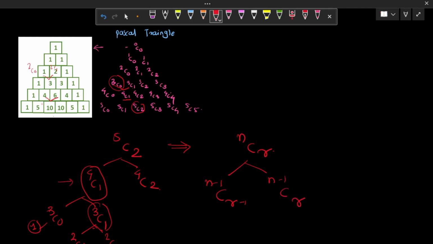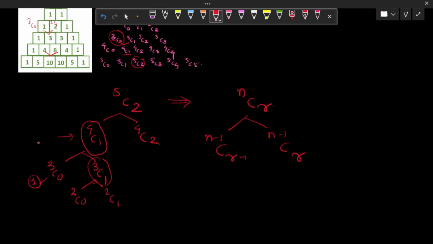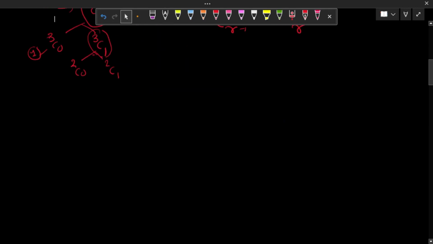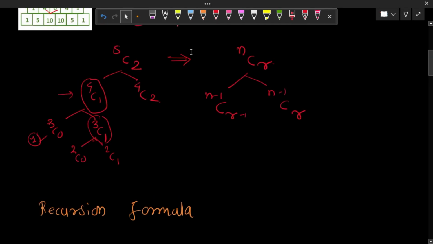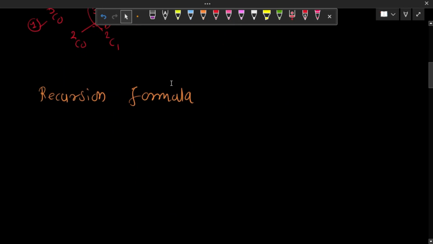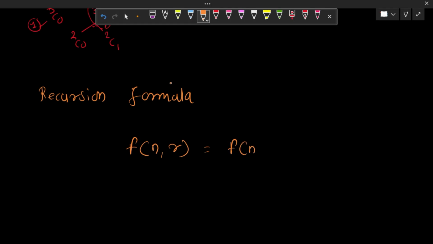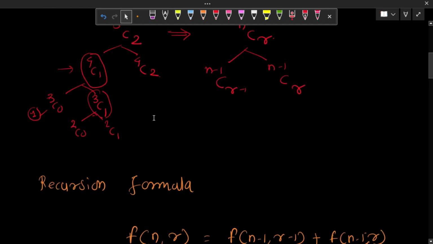I can look at this formula from here. So if I try to build a recursive formula, let's see, the first approach is the recursive approach. By looking at this observation, I found some recursion approach. So if I say that f of n and r is the addition of f of n minus 1 and r minus 1 plus f of n minus 1 and r. Can I say this? Yeah, we can say.